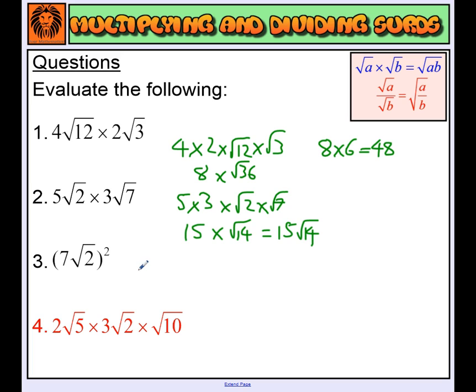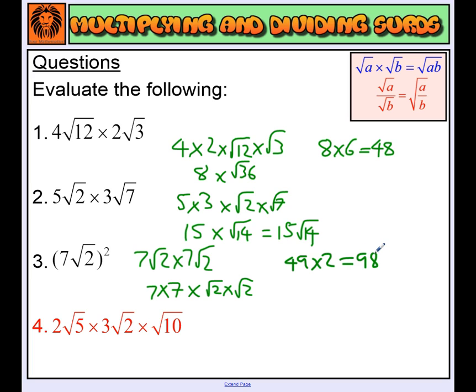Question 3, we have 7 root 2 all squared. So this means 7 root 2 multiplied by itself, 7 root 2. Group together the 7's, so 7 times 7, and group together the root 2's, so that's root 2 times root 2. 7 times 7 is 49, and root 2 times root 2 is 2. So 49 times 2 equals 98.